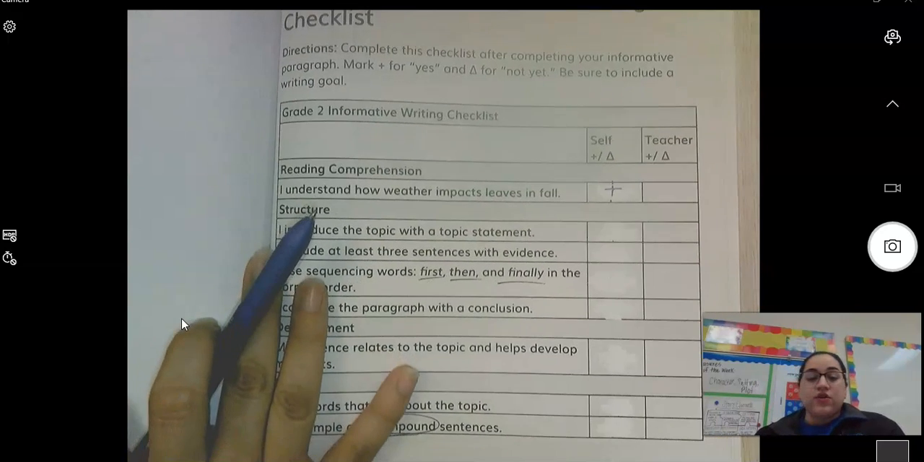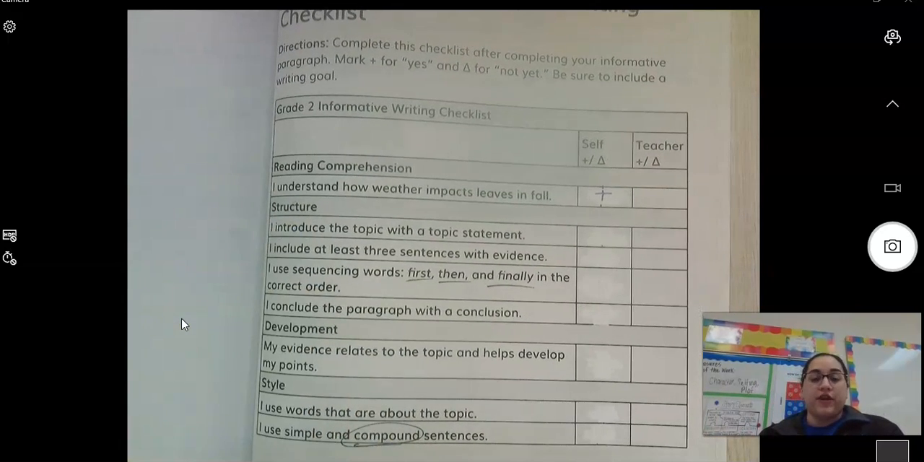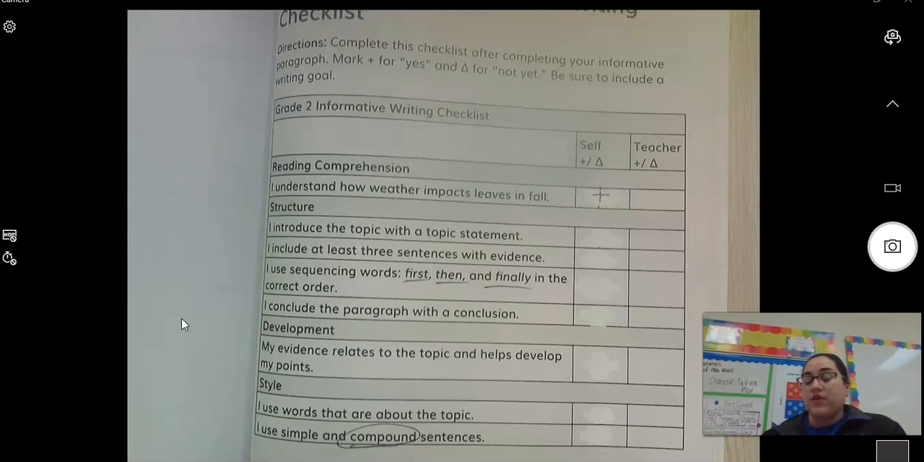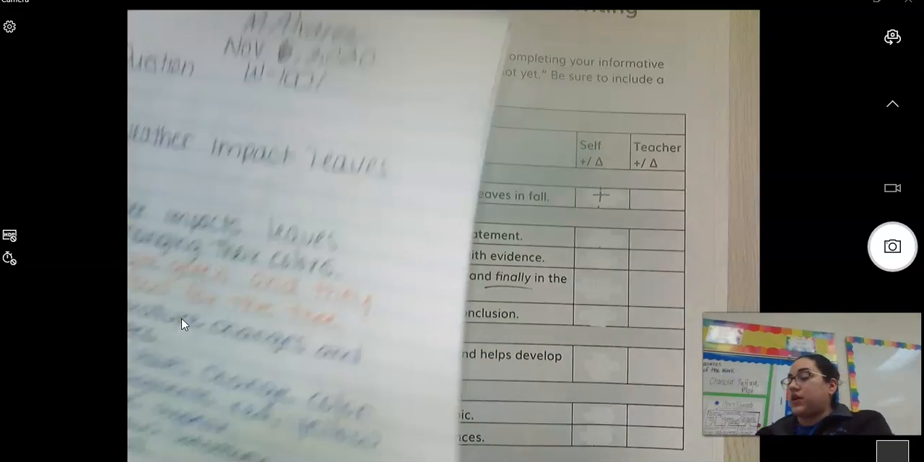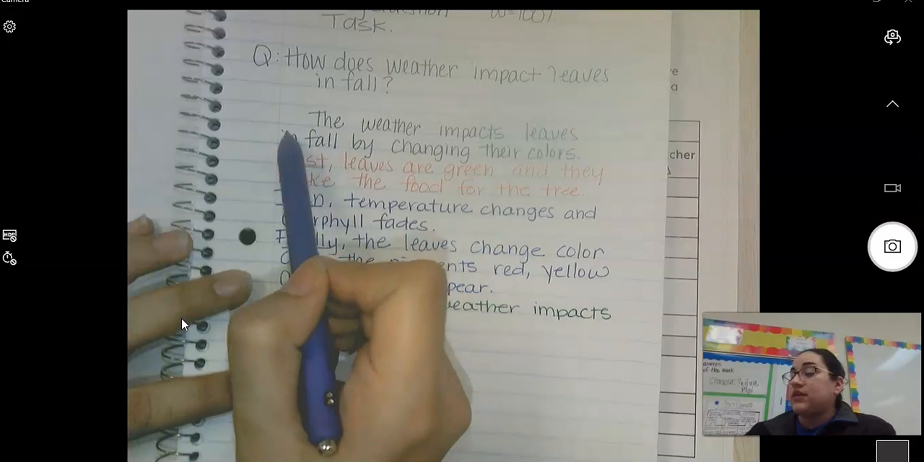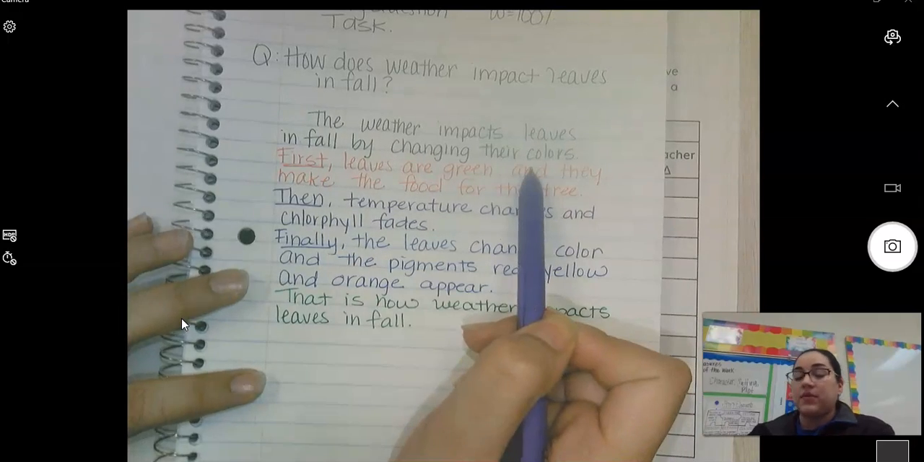Now we're going to go to the structure of our informative paragraph. This is where we're going to be looking at the different parts of the informative paragraph and see if we used all that an informative paragraph needs to have. So I introduced the topic with a topic statement. If you look carefully at my informative paragraph, you see that the one in black is my topic statement.